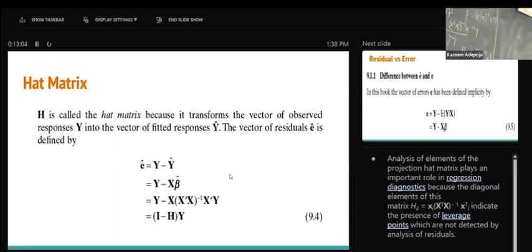Now, if you look at what we have done here, equation 9.4 is telling a story. What story? Before I can have an estimate of the error, what is E cap? That's an estimate of the error, which we call residual. Before we can have that, we need a combination of the actual value of the response and the identity minus the hat matrix. That's what it's telling us.